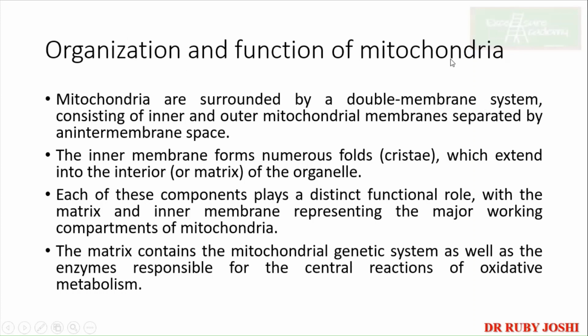Organization and function of mitochondria. We know that mitochondria is surrounded by a double membrane system. It has both inner and outer membranes, which are separated by an intermembrane space. The inner membrane forms the cristae, which increase the surface area so that you can have more amounts of the complexes, complex 1, 3, 4, and 5. More of these complexes means the ETC, the electron transport chain. These are the complexes which comprise your ETC, complex 1, 3, 4, and 5. These are the integral membrane proteins which are present on the inner mitochondrial membrane.